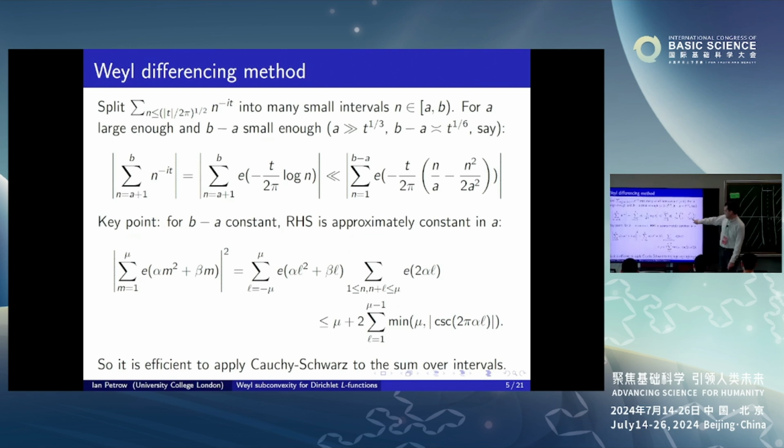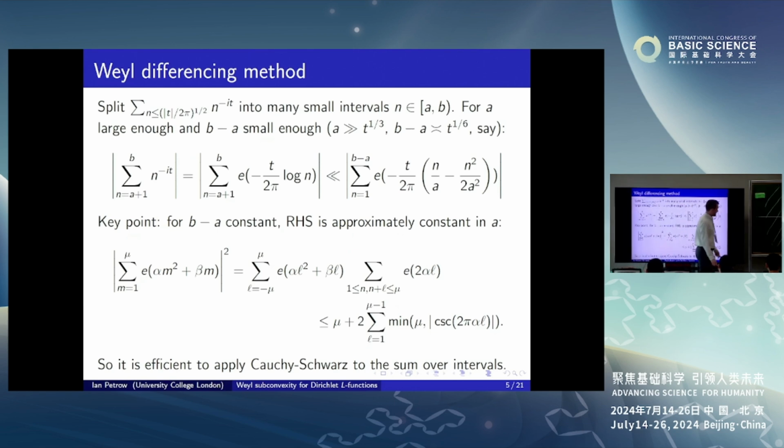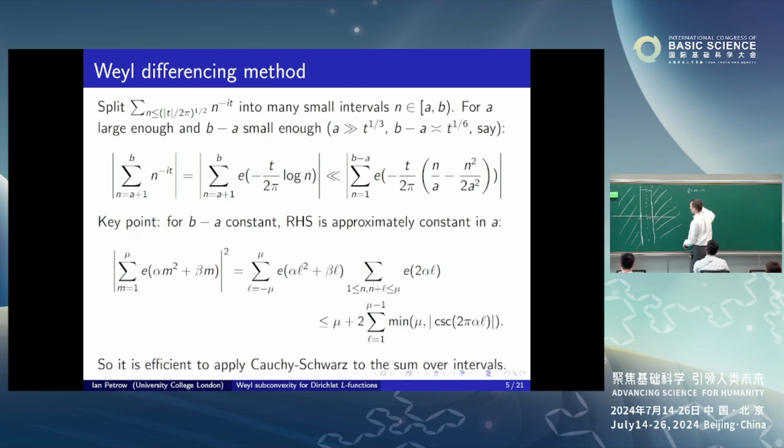And then what do you do with this quadratic exponential sum? This is the method of Weyl differencing. You take your quadratic exponential sum, square it out, and apply a change of variables. When you square it out, you let L equal m minus n.